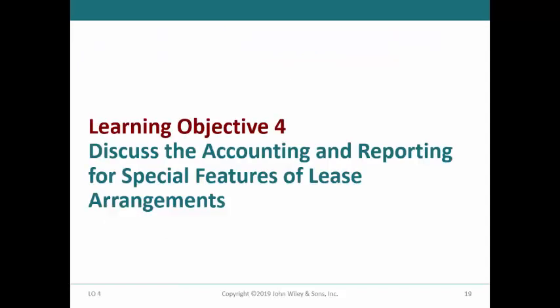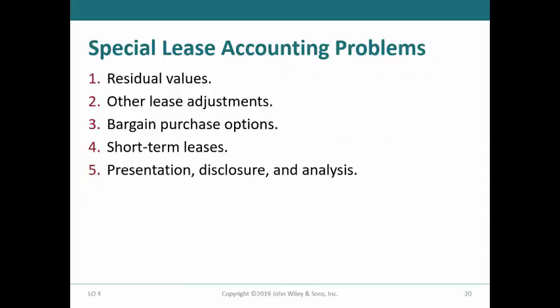In this learning objective, we will discuss the accounting for some of the special features of lease arrangements. Special problems that are associated with leases include guaranteed and unguaranteed residual values, which we discussed some in the first presentation and will discuss in more detail in this one. And we will also discuss some other types of lease adjustments such as executory costs, prepayments, incentives, and initial direct cost. We will revisit bargain purchase options briefly and discuss leases that are shorter than 1 year. We will end with presentation, disclosure, and analysis.